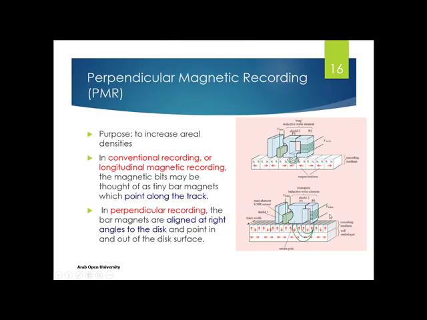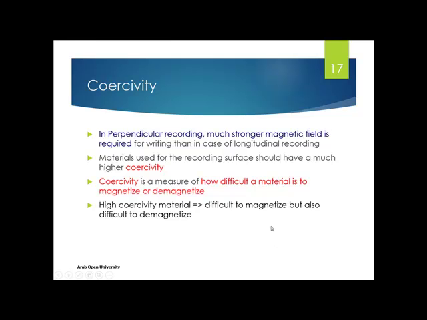However, it requires additional material, which can be observed in the difference in the read and write head, in order to cope with the smaller size, and we need an additional layer that will allow the transmission of the magnetic field between the two parts of the read and write head. So in order to have a smaller bar magnet or magnetic bit, we need the material to have an additional property, which is high coercivity. Coercivity by definition is a measure of how difficult a material is to magnetize or demagnetize.